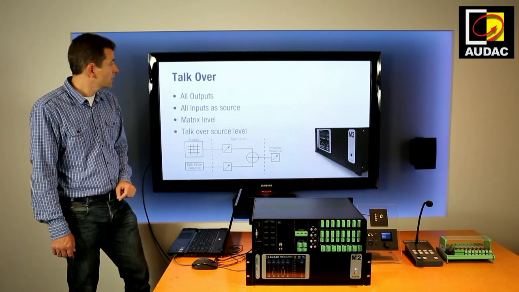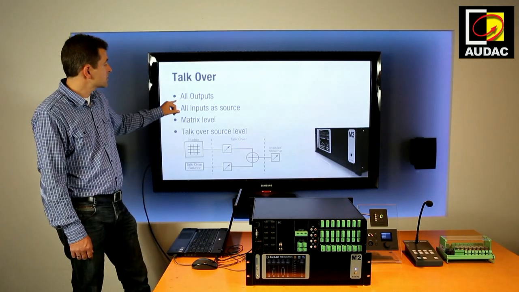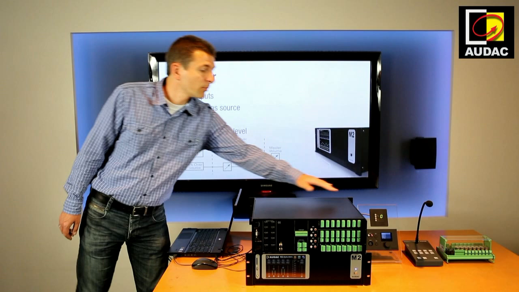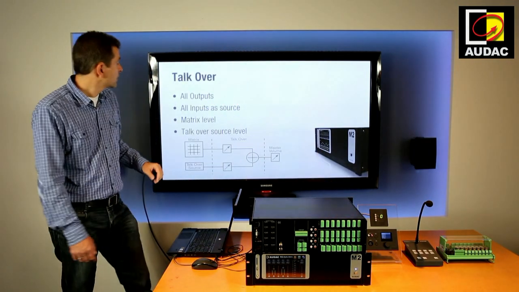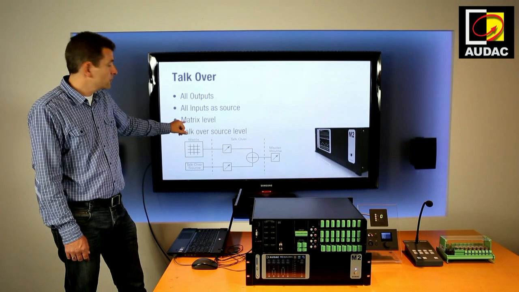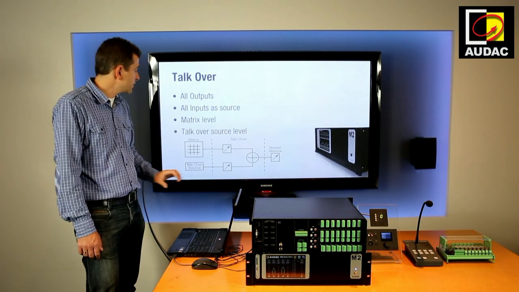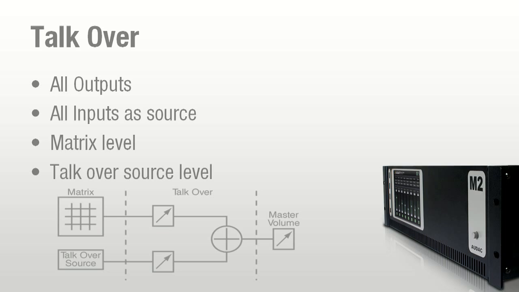Talk over. Talk over can be enabled on all outputs. All inputs can be used as source, also the inputs from wall panels, local inputs. You can adjust the matrix volume and the talker over volume through the website. So first we have the matrix with some settings. I mixed input 1 and input 2 to output 3.